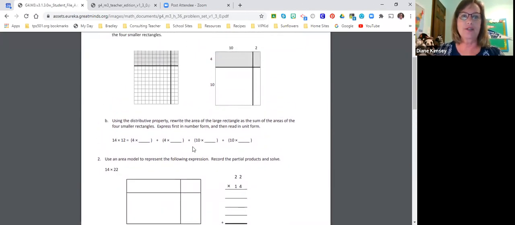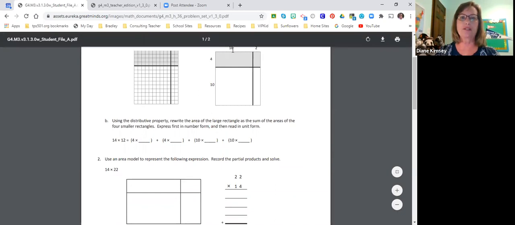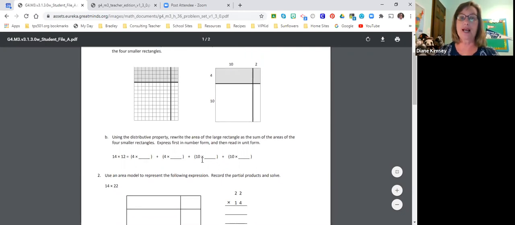By the way, on section B here, then it takes it apart. So 14 times 12. I know that that's going to be 4 times 10 and 4 times 2. So that's what they're looking for. And then plus 10 times 10 plus 10 times 2. So it's totally broken it out for me in the distributive property manner.